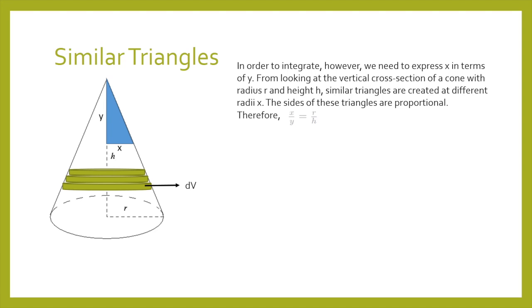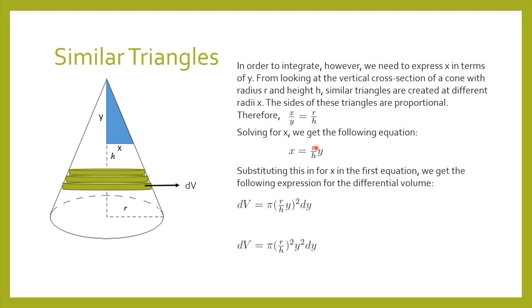x over y equals r over h. And we can simplify that, solving for x, to get the equation x equals r over h times y, and a reminder that r over h are both constants. So we have x in terms of y now, so we could substitute this in for x in the dv equation we had on the last slide, so we get the following expression for a differential volume. So dv equals pi times r over h times y squared dy, which then, if we distribute the squared, we get dv equals pi times r over h squared times y squared dy. And that we can integrate over.